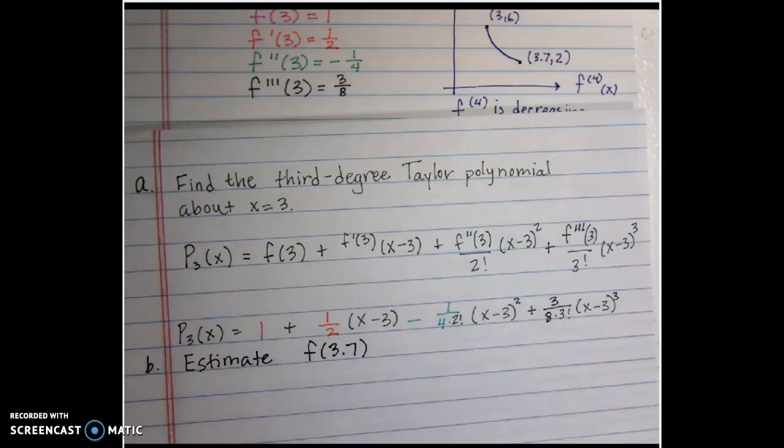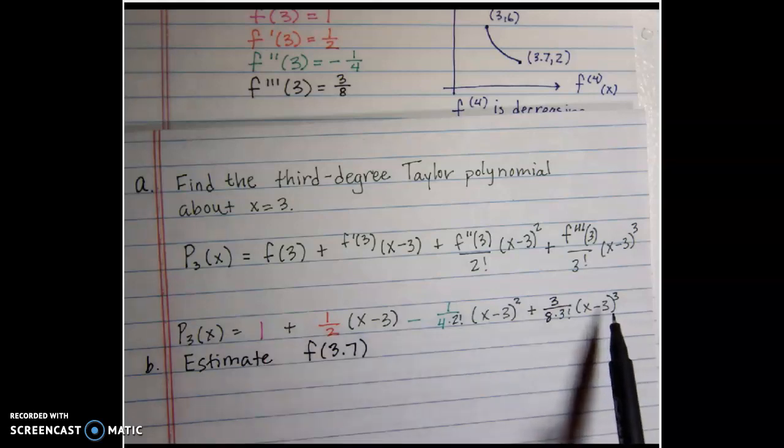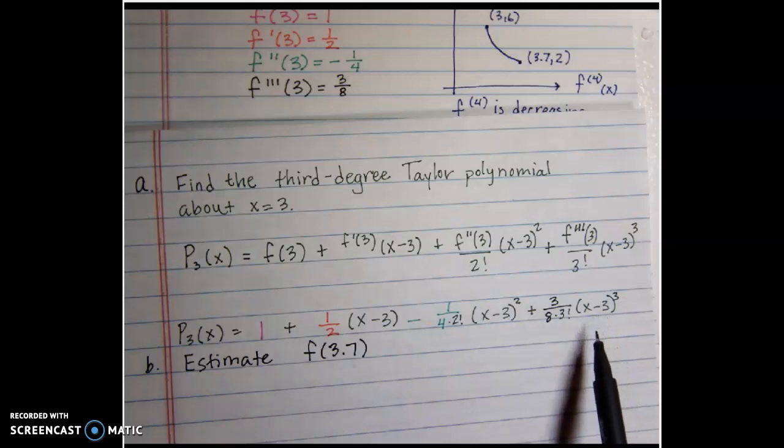Part B asks you to estimate f of 3.7 using your results from Part A. So remember that the Taylor polynomial is a really good approximation for our function when we're near x equals 3. So we're going to use that Taylor polynomial to estimate the value of our function. This is a calculator question for sure. I'm not asking you to do this in your head.